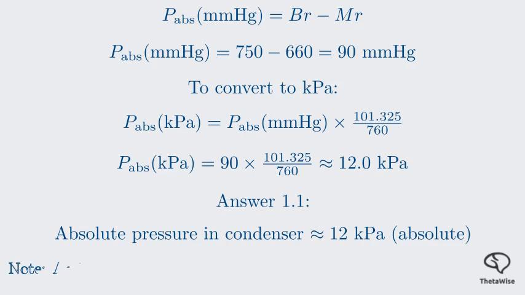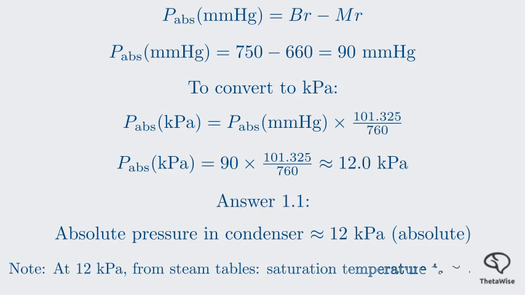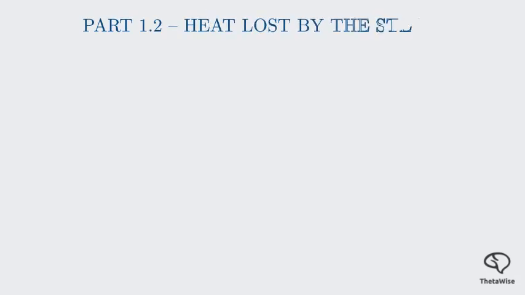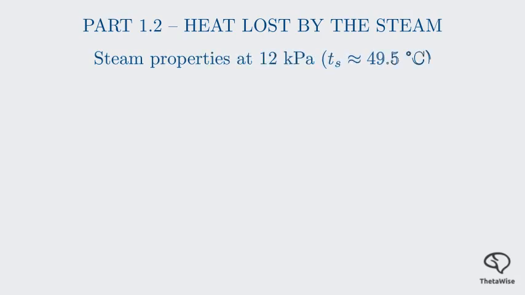A quick look at the steam tables at 12 kPa shows that the corresponding saturation temperature is about 49.5 degrees Celsius. We will need this later. Next, let's calculate the heat lost by the steam in the condenser. First, we need the properties of the steam at the absolute pressure we just found, which is 12 kilopascals.